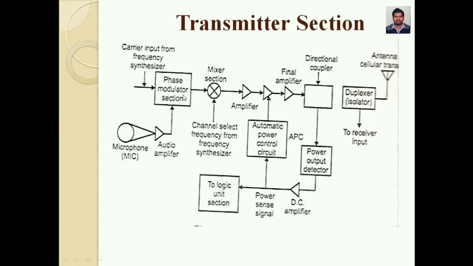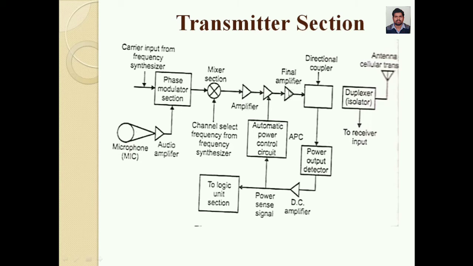Then the output of the phase modulator section is applied to the mixer section. Again, an input to the mixer section comes from the frequency synthesizer. This modulator output is converted to the final transmitter frequency using the mixer. The mixer output is applied to the cascade of class C power amplifier stages.